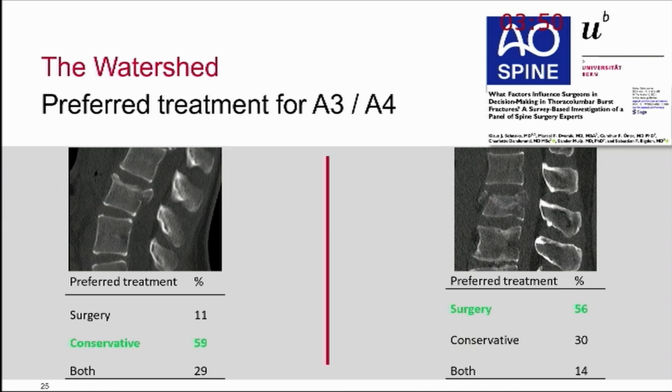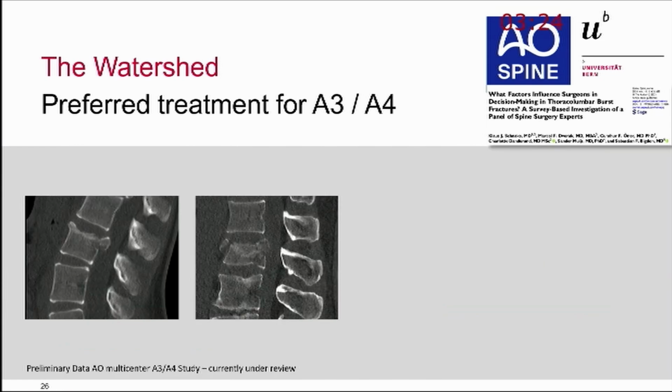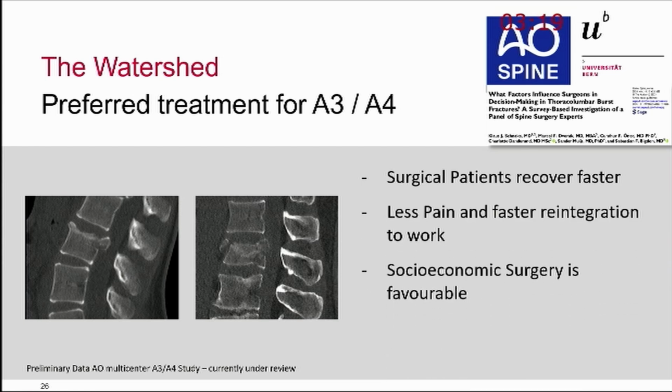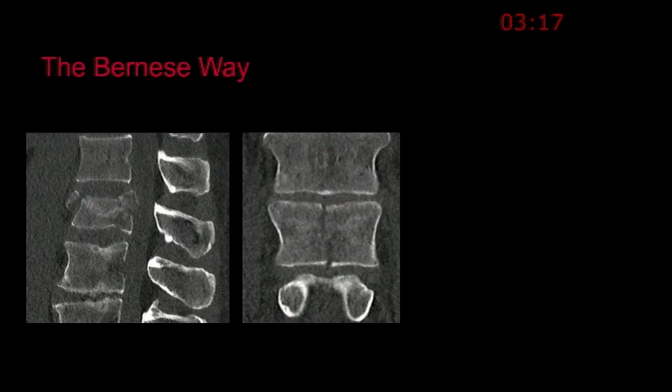So when we asked experts for spinal trauma, 60% would prefer to treat A3 fractures conservatively. A4 fractures, it's the same proportion, but the other way around. So 60% of international experts would prefer surgery for A4 fractures. However, we don't agree on the exact technique for the fractures. So I'm going to skip that, because I will present you the results within the next talk.